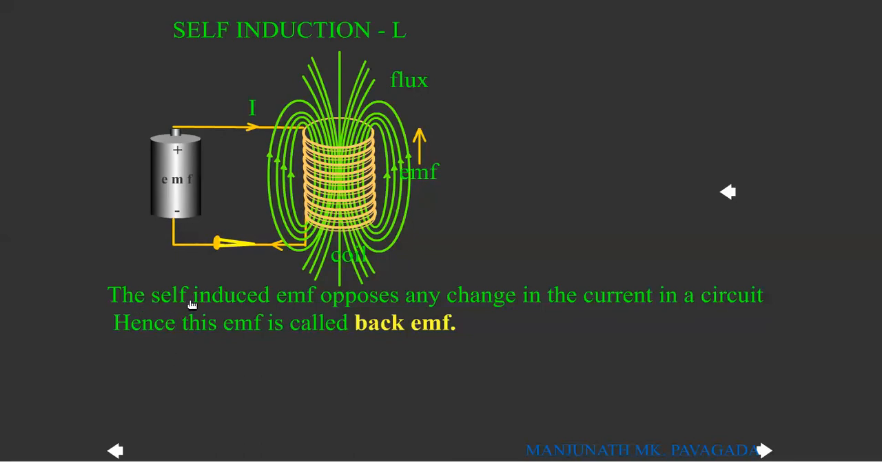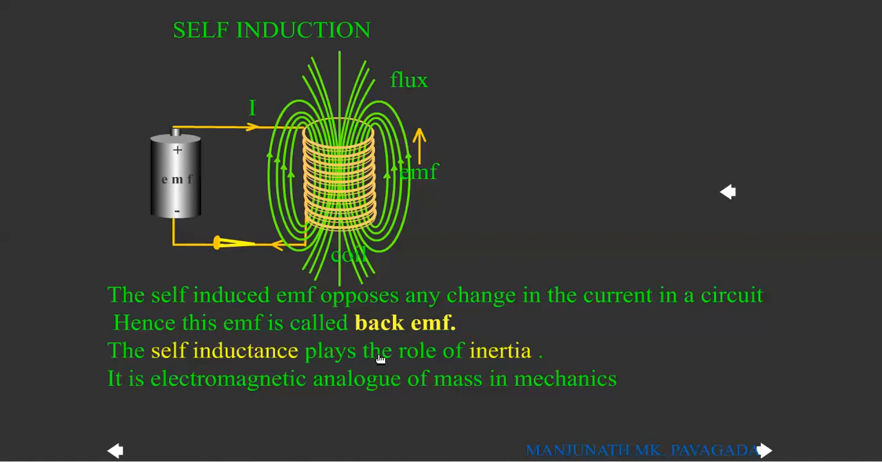Now the self-induced EMF opposes any change. Any change means increase or decrease in the current in a circuit. Hence this EMF is called back EMF. I mean this self-induced EMF is called back EMF. In some books they have written forward EMF also, but there is nothing like forward EMF, it is only back EMF. The self-induced EMF is called back EMF.